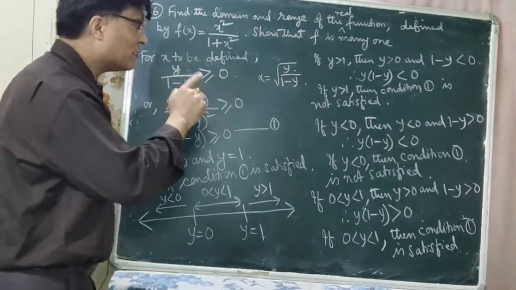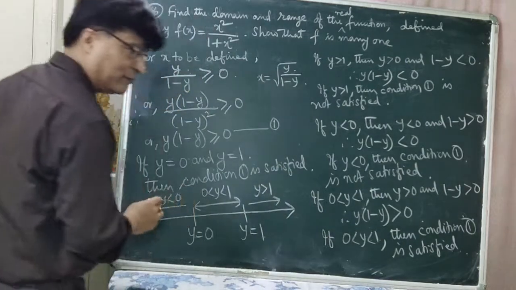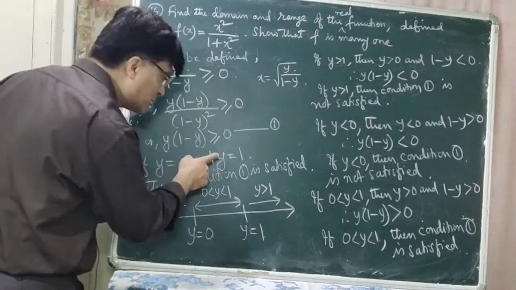Okay. So what is the range? What is the range of this function? It is 0 less than y less than 1, and y should be equal to 0, but y should not be equal to 1.